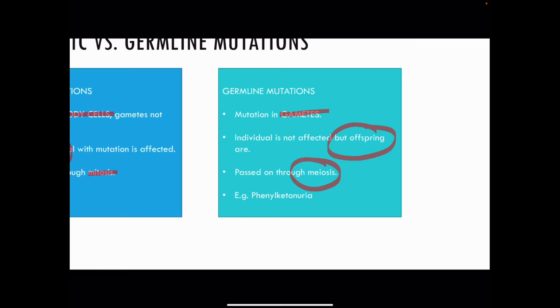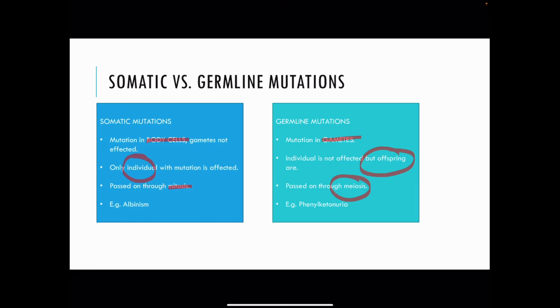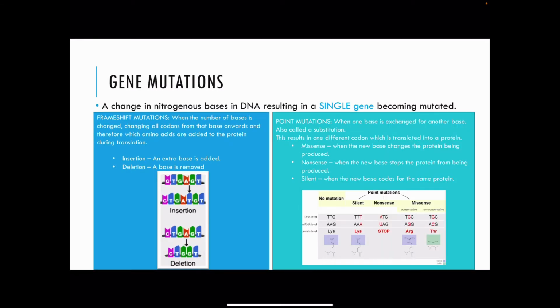duplicated, all right? So a somatic mutation occurs in a body cell, only affects the individual and is passed on through mitosis, whereas germline mutations occur in the gametes or the sex cells, okay, therefore affecting the offspring and passed on through meiosis.